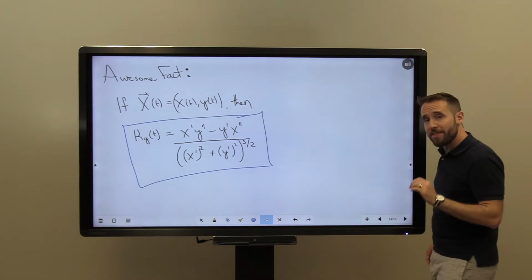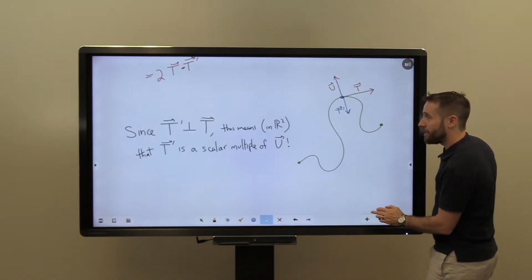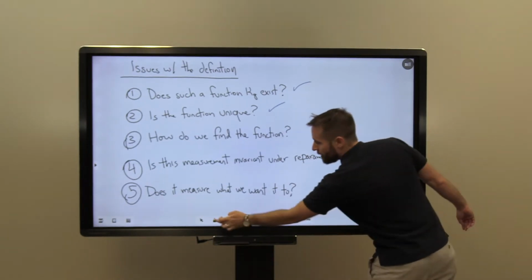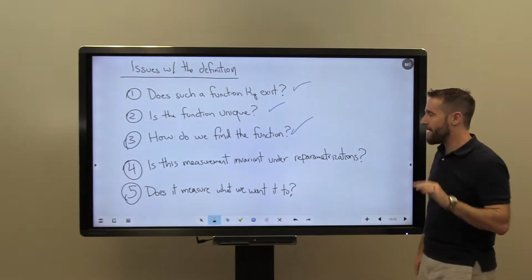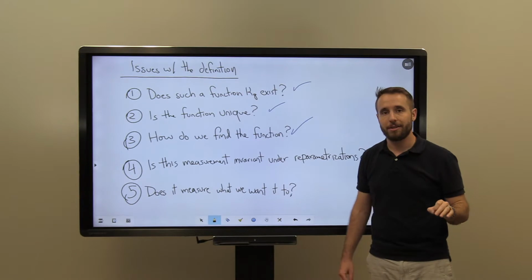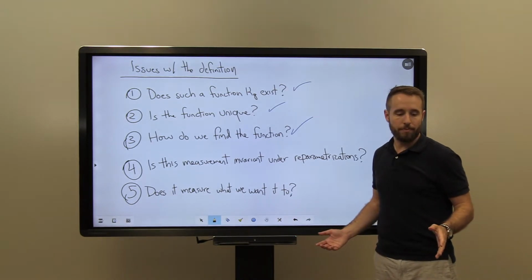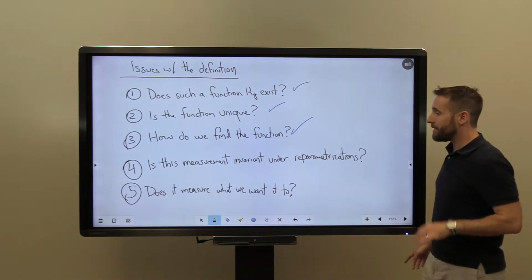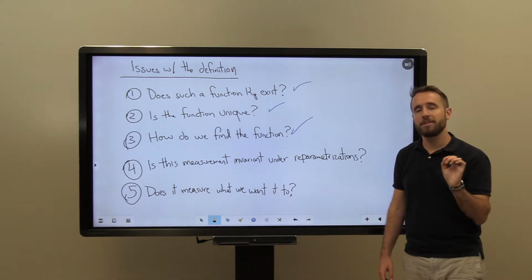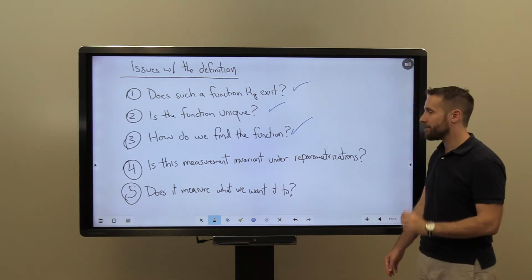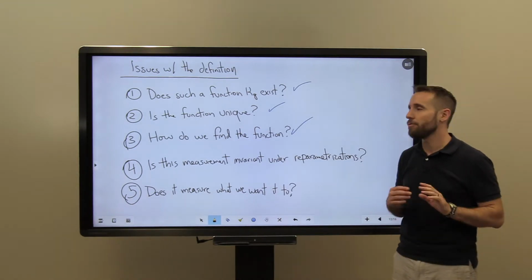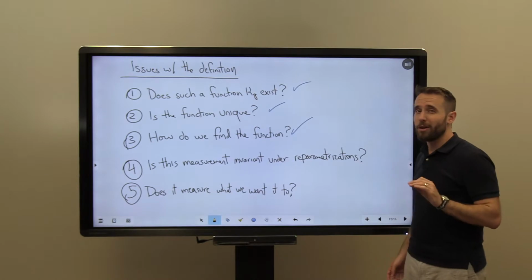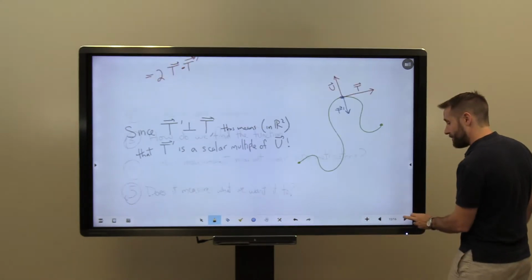Now, with this awesome fact, we can say, yes, we have found such a function. It is a little bit complicated to compute, but we can do that. These last 2 questions I'm going to momentarily pause on answering. It turns out, yes, it is invariant under reparameterizations, and yes, it measures what we want it to. But we'll talk about that in a moment.